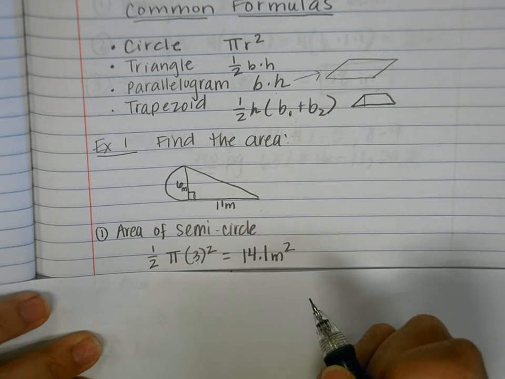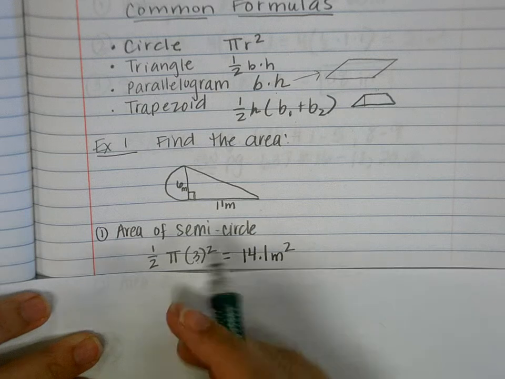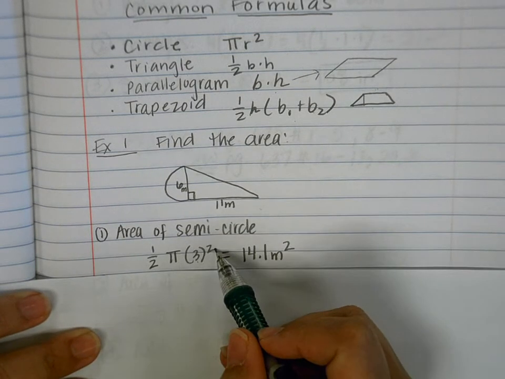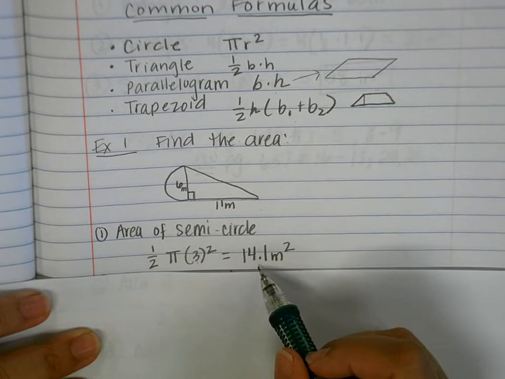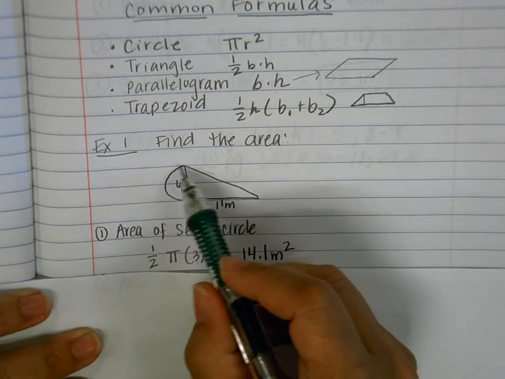Okay? But remember, it's a semicircle, so we're doing half of that formula, right? So you do 3 squared is 9, right? 9 times pi, and then divide by 2. And you get 14.1 meters squared. So that's this piece right here.